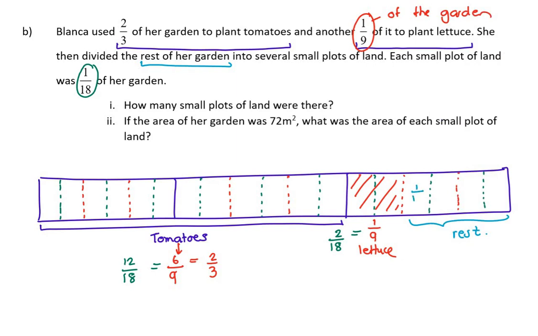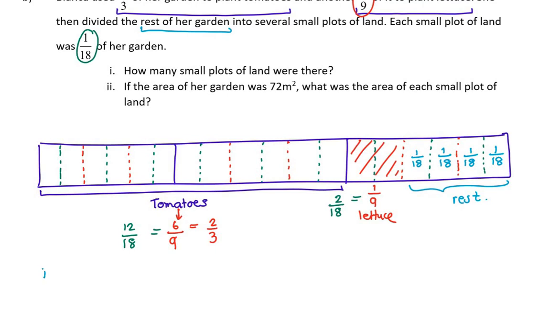So if I look at the rest of my garden, each small plot represents 1/18. There would be 1/18, that would be a small plot. Another 1/18, a small plot. Another 1/18, a small plot. And so finally my last small plot. So now my first question is already answered. How many small plots of land are there? There are 4 small plots of land.